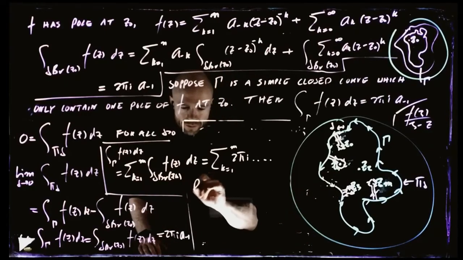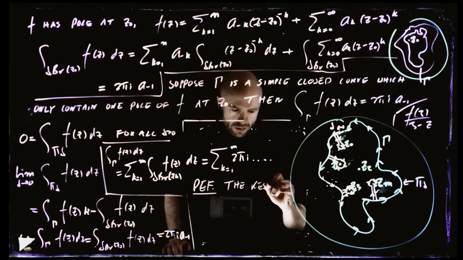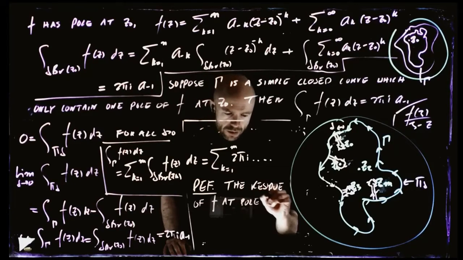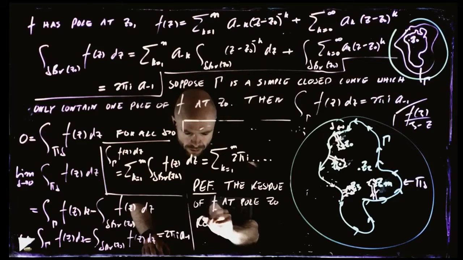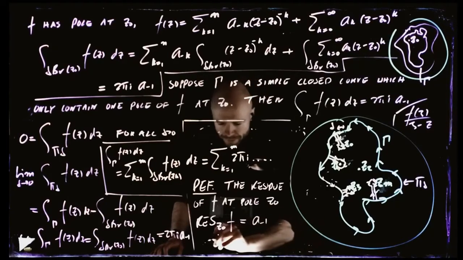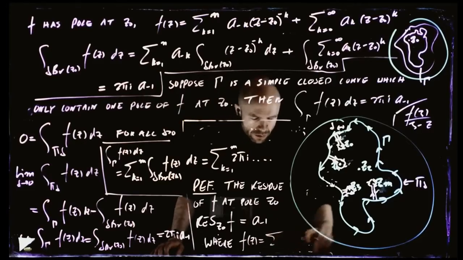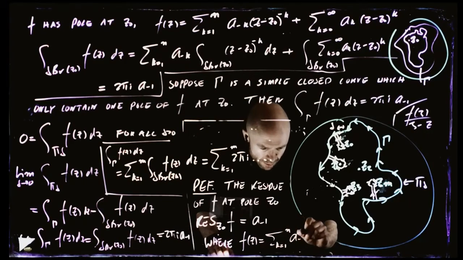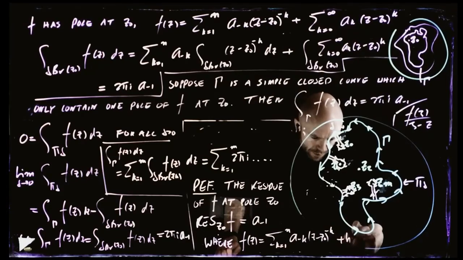So, definition. The residue of f at a pole, so I'm going to call it Z0, but it's not this Z0, it's any Z0, which we write like this, res Z0 of f, is equal to a to the minus 1, where f has the expansion f of z is equal to the sum k equals 1 to n of a to the minus k times (z minus z0) to the minus k. And now I'm just going to write h for the holomorphic part like this.